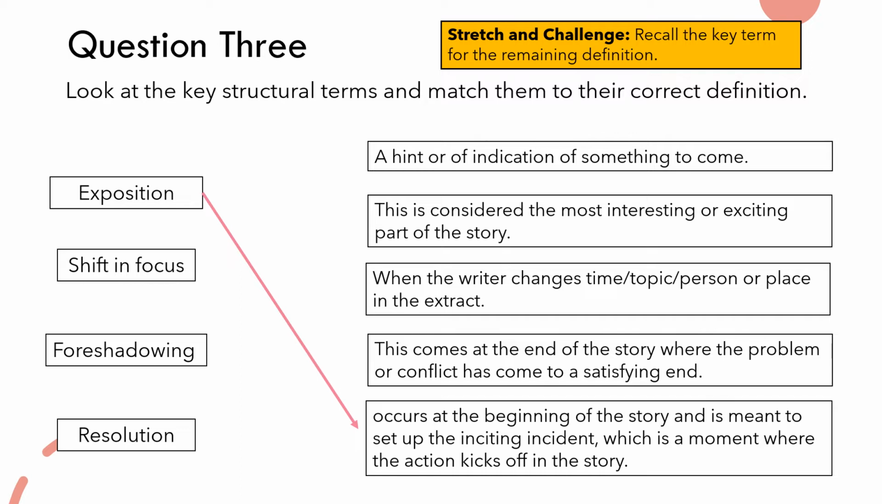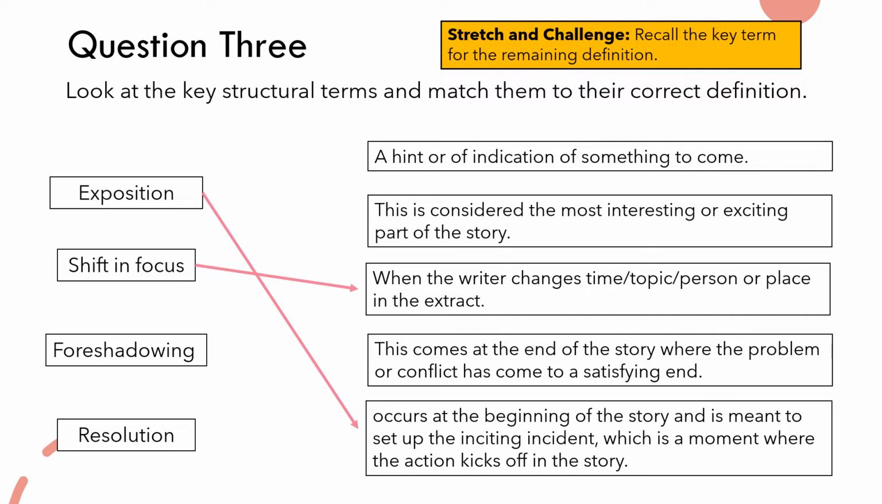Next one is shift in focus. Some teachers also call this focus shift. You might know it as narrative shift or perspective shift, and they all kind of fall into the same remit really when you say shift in focus. So shift in focus then, it's when the writer changes the time, the topic, the person or place in the extract. And simply put, we get a shift in focus every time we have a new paragraph.